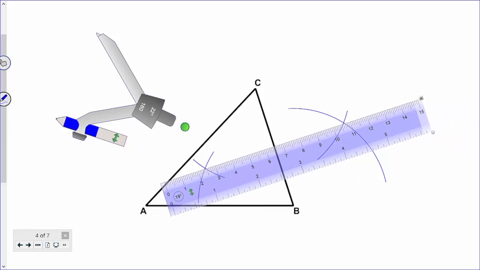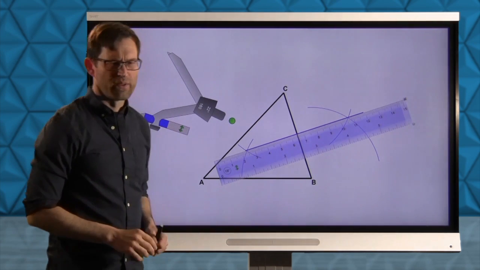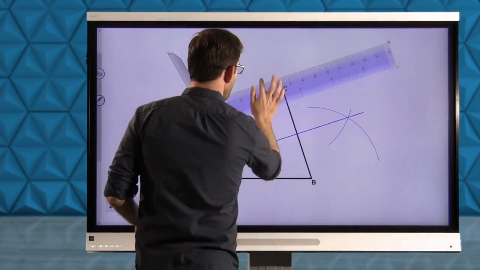And I'll slide it a little bit and draw that. And that's my perpendicular bisector. A little bit of a struggle, but there it is. Hopefully it won't be as problematic the next time.